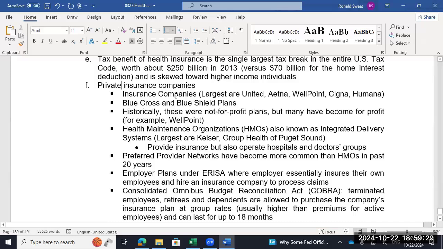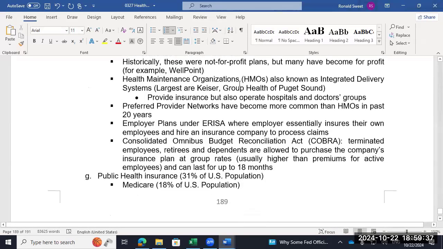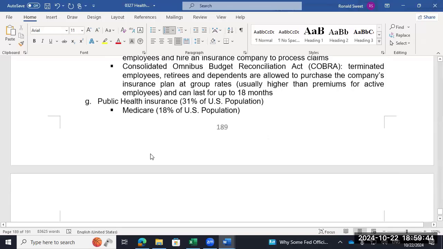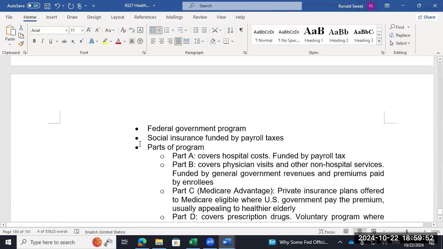where do you get your insurance? Private insurers, Blue Cross Blue Shield plans. There were a lot of not-for-profits, HMOs. They're all so integrated now, it's hard to tell who's who. Employer plans. You have Medicare, which is 18% of the population, but it's the majority of the cost. And that's probably going up since then.